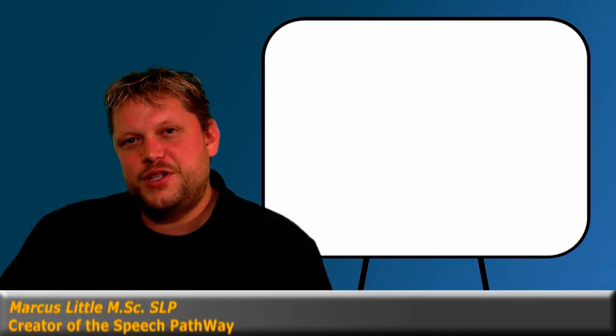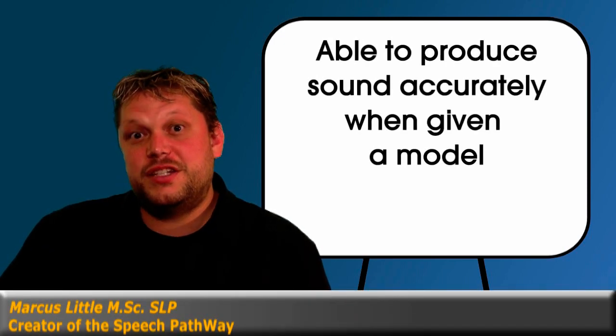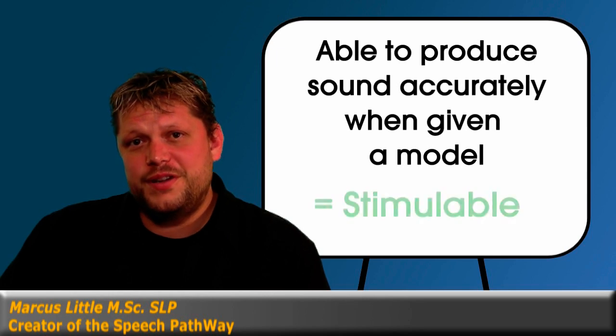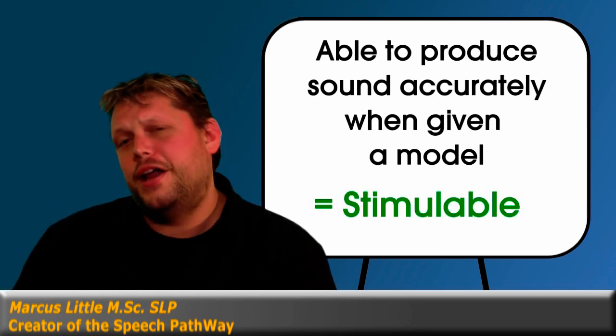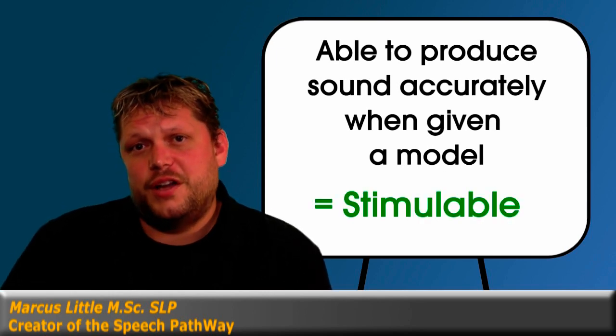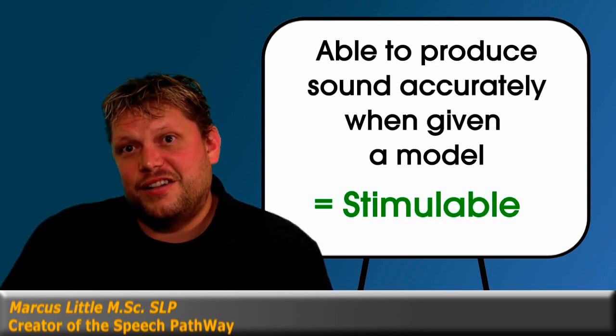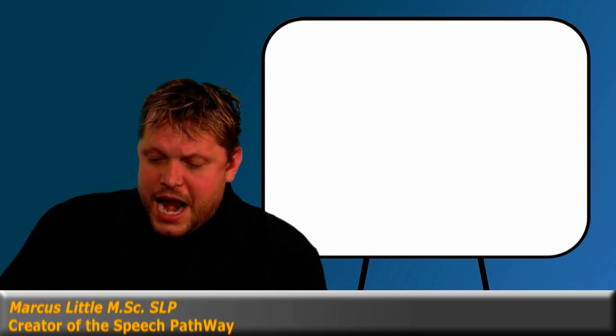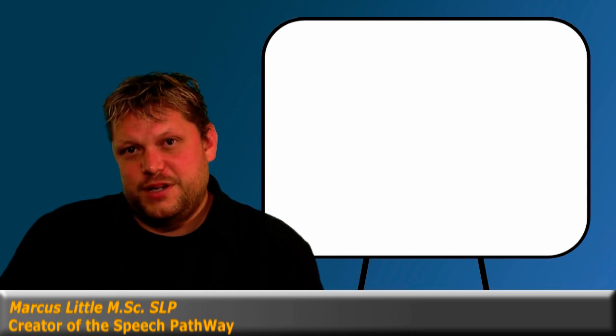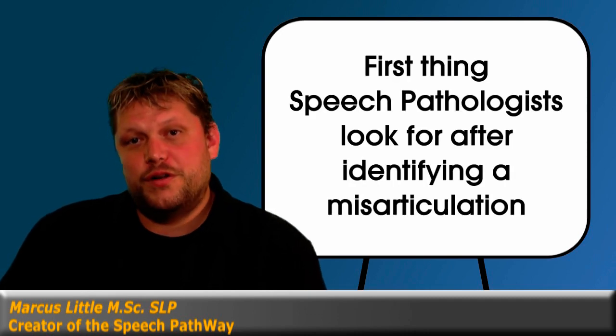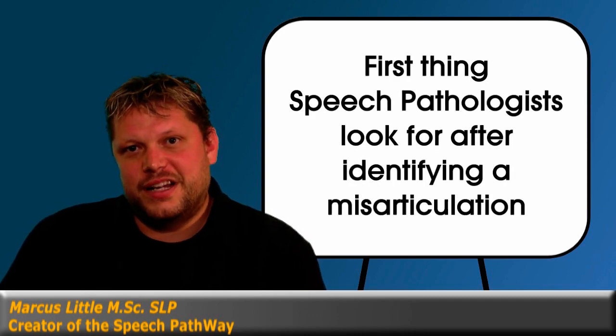Once a child can demonstrate the ability to produce a speech sound accurately once given a model, they're said to be stimulable. Simply put, if you're able to present the child with a speech sound and they can say it back accurately, they are stimulable. Stimulability is a key concept for speech pathologists.